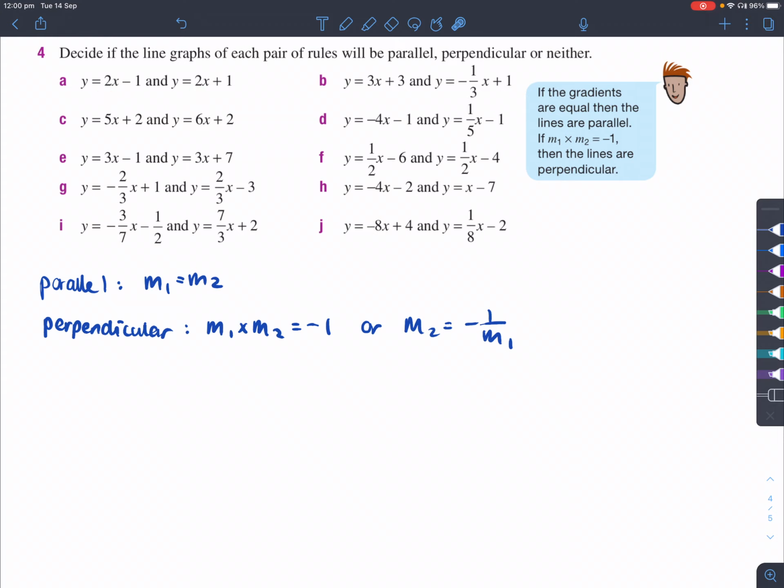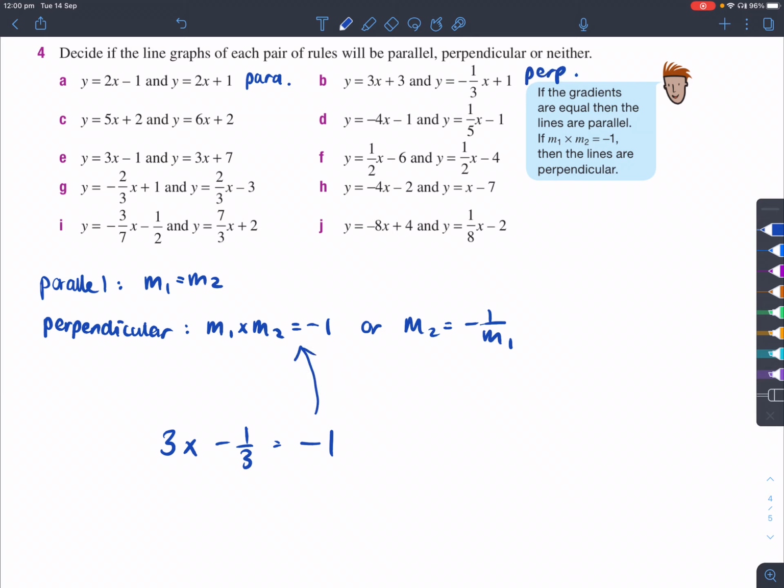They're exactly the same. So what that means is that they're parallel. I'm just going to write parallel here. Then for question B, we've got a gradient of 3 and a gradient of -1/3. When you do the gradient of 3 times -1/3 on your calculator, it gives you -1. So what that means is it's perpendicular.